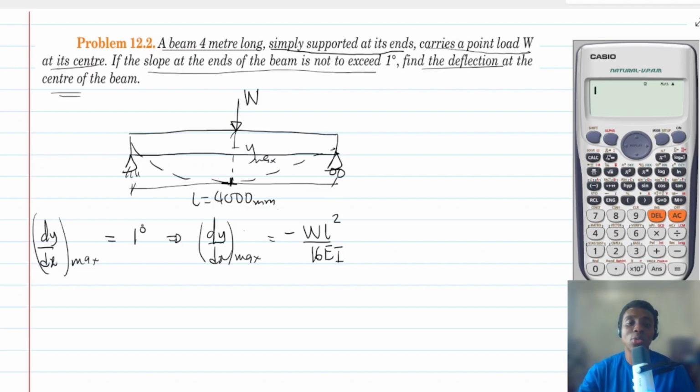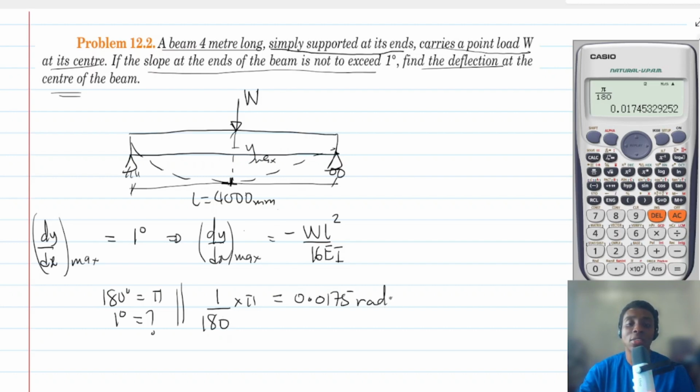Let's convert. The actual unit for the slope is in radians. We know that 180 degrees is pi. Therefore, 1 degree will be 1 over 180 multiplied by pi, that is pi over 180. What is it? It is 0.0175, and that is in radians.